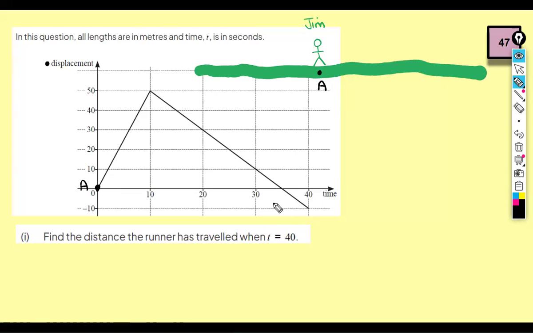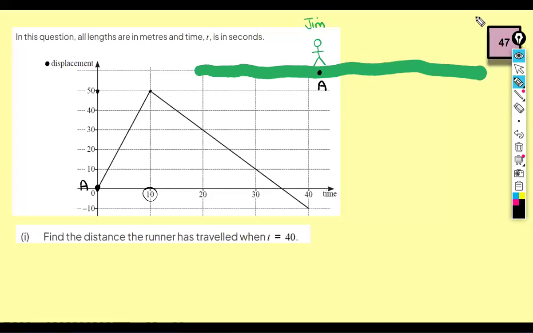Remember, displacement is a vector quantity. So let's see what happens. In the first 10 seconds, look here, in the first 10 seconds, his displacement is 50, and it's positive 50.